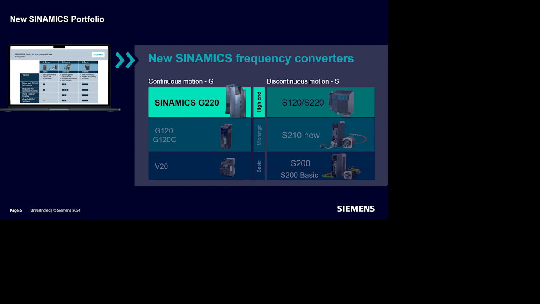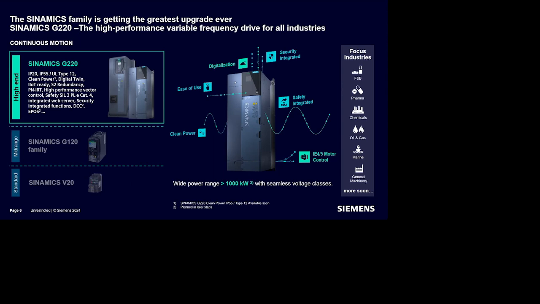And what makes the Sinamics G220 unique? The Sinamics G220 is actually our brand new frequency converter for this high end in the continuous motion. And some of the features you can find here. Not only IP20 degree, but also IP55 UL type 12. It's already released. Then we have the clean power. And for the clean power, I have also very good news. Just this month, we released the clean power IP20. I will go later on in detail about the clean power. And IP55 is coming as well.